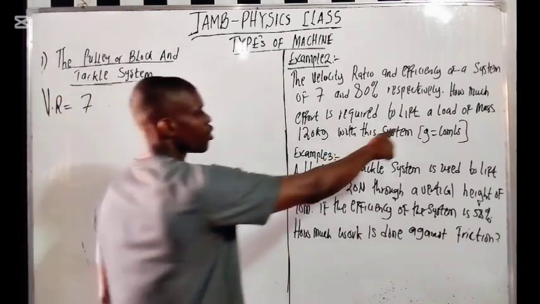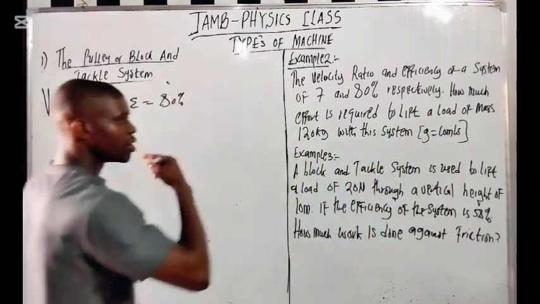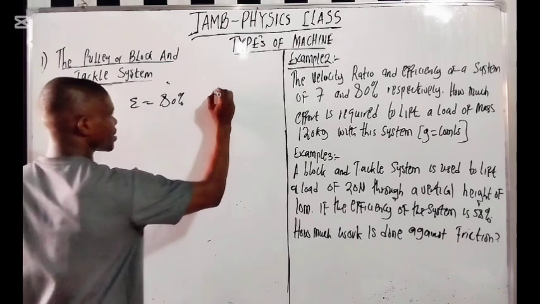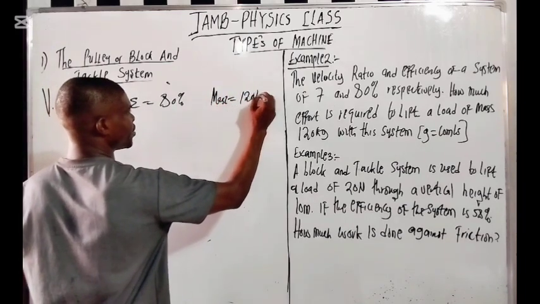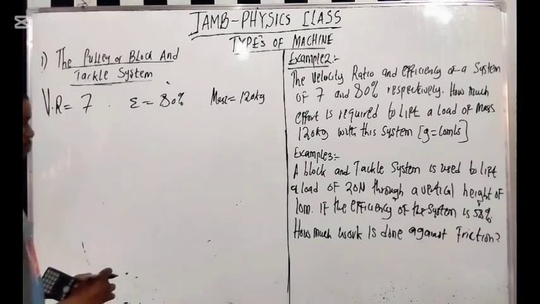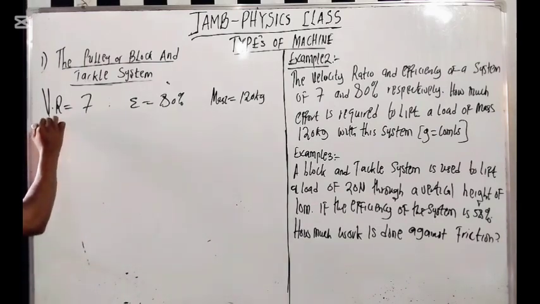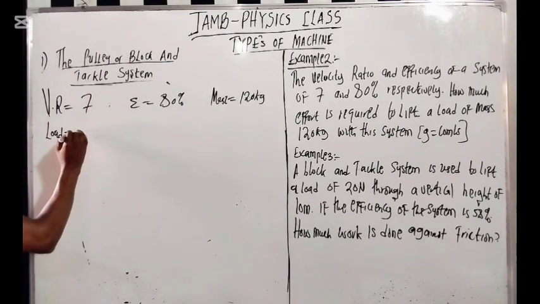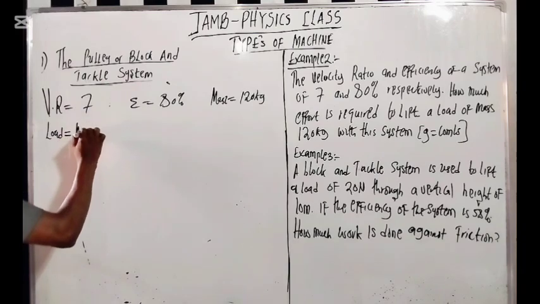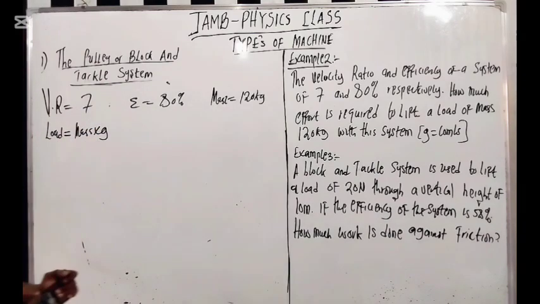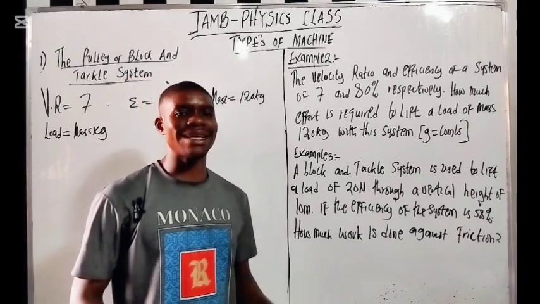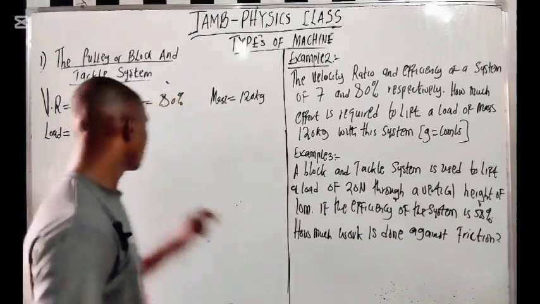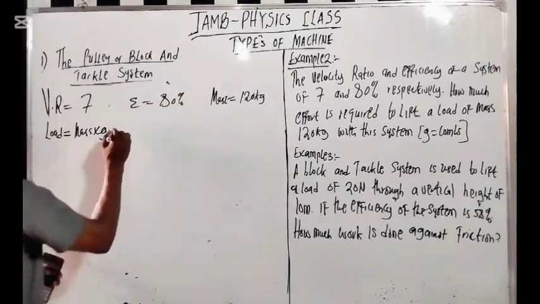Now, the load of mass: the mass equals 120 kg. But to get the load, we need the mass times g. That's how to get the load, because the load is actually the force, mass times acceleration due to gravity. Do you understand? So my load is going to be what?